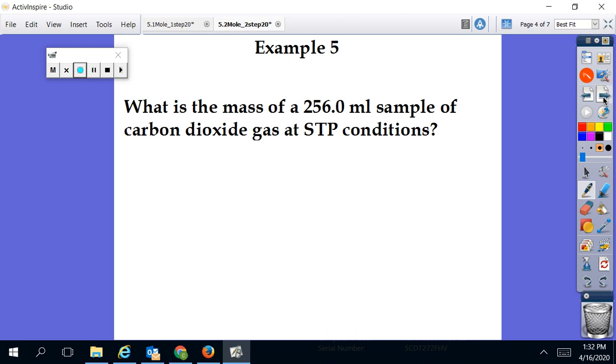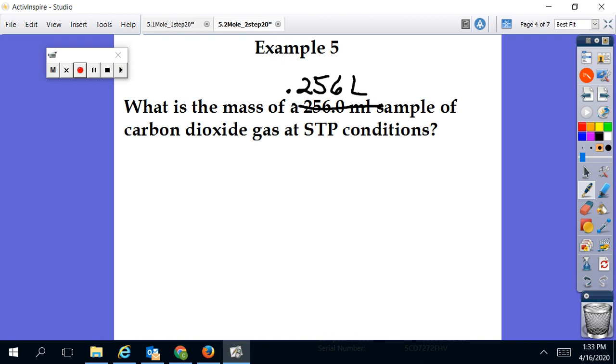So in your notes, you should have example number 5. This should be in your notes so you can follow along and write down. Number 5 asks what is the mass of a 256 milliliter sample. Now I think in your notes I had already changed it to 0.256 liters, so let's just make sure we change that in my example here. What is the mass of 0.256 liters of carbon dioxide gas at STP conditions?